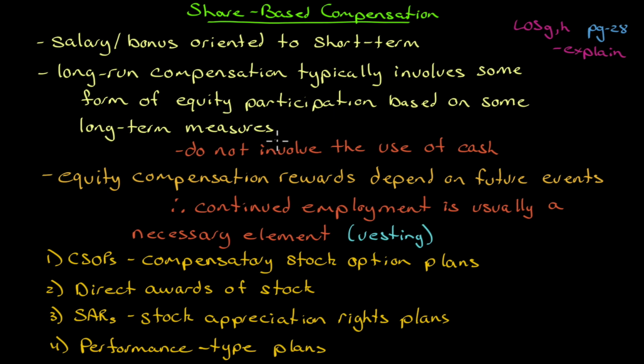And what's nice about them is they don't involve the use of cash. If you grant outright stock grants or stock options, you don't actually have to part with cash. So you can compete for talent in the market without actually having to pay the full amount. Equity compensation rewards depend on future events. Therefore, continued employment is usually a necessary element. So most of these awards will have vesting terms associated with them, whether it be 2 years or 3 years.